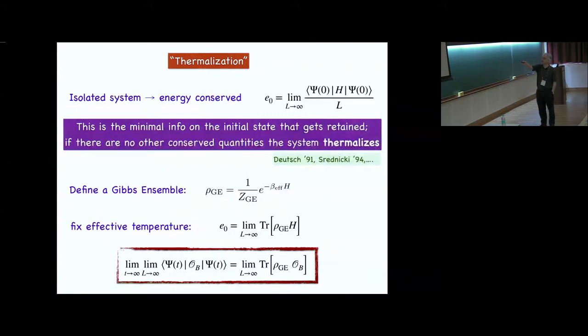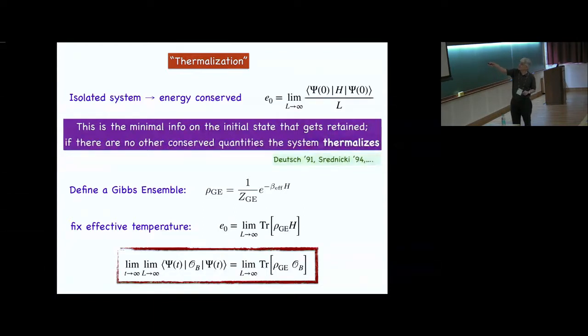Okay, so now energy is always conserved. That basically means the energy density in the system, which is the expectation value of the Hamiltonian in the initial state divided by system size, is time independent. Now, this is the minimal information on the initial state that gets retained at all times. Because the system is isolated, and the Hamiltonian is local by construction, by definition of my quench protocol, the system always remembers how much energy you put into it through your quench protocol. It is the minimum amount of information that it retains at all times.